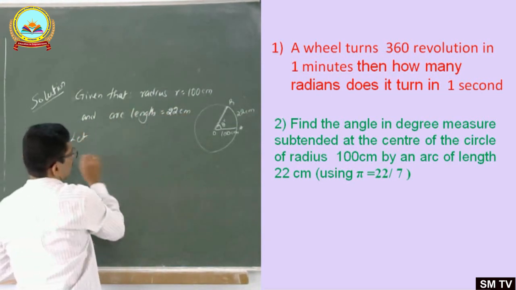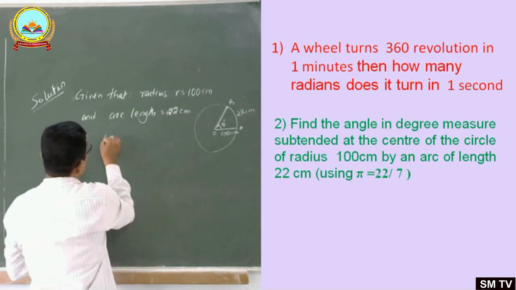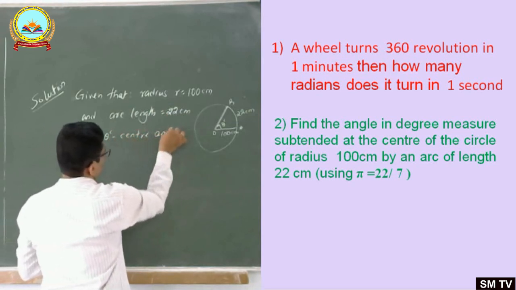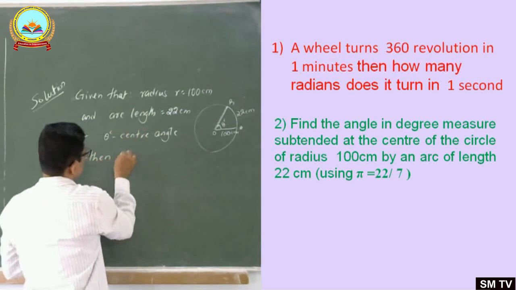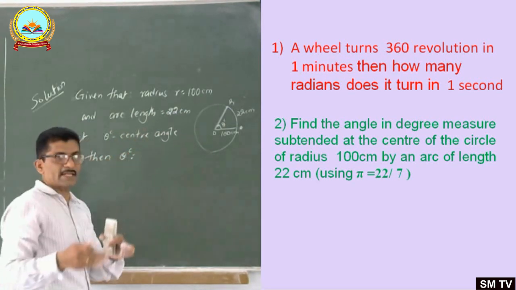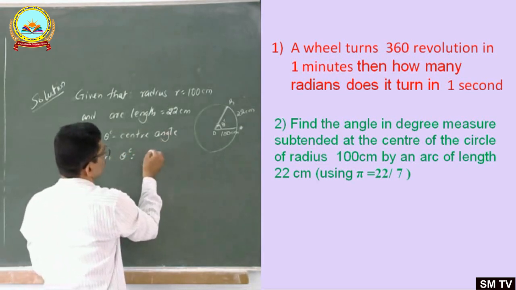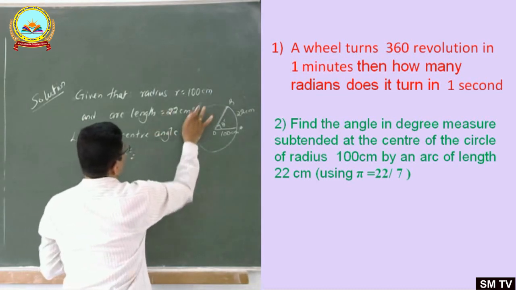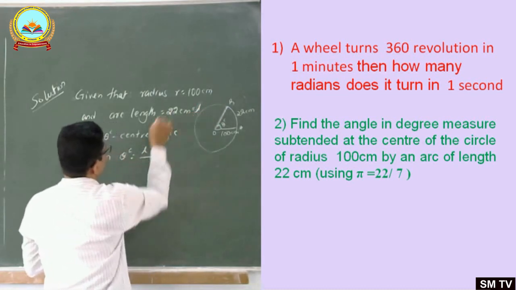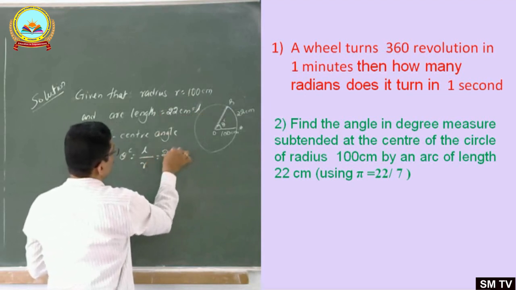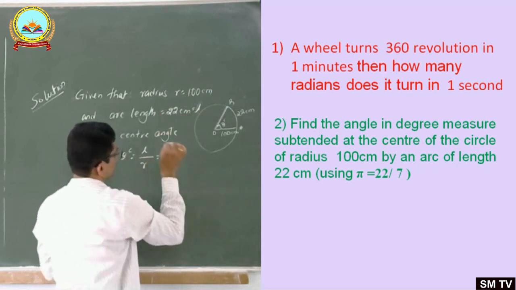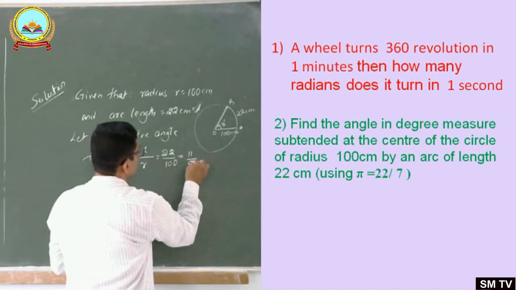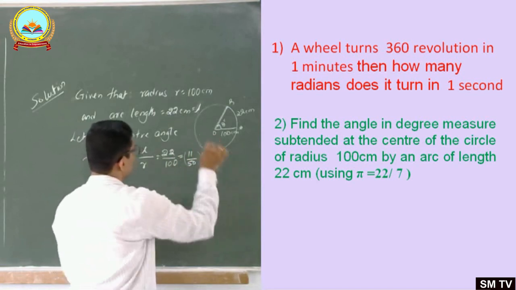Let us assume the central angle is theta radians. Then we know the definition: theta in radians is equal to arc length divided by radius. Arc length is S or L, so L divided by radius is 22 divided by 100, which is 11 divided by 50 radian. This is given in radian measure.